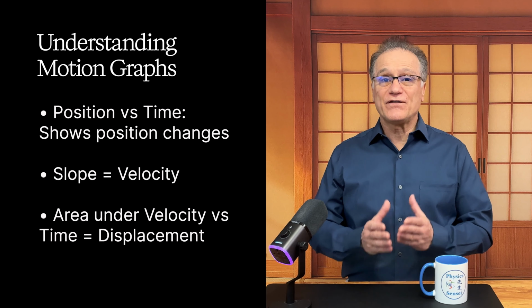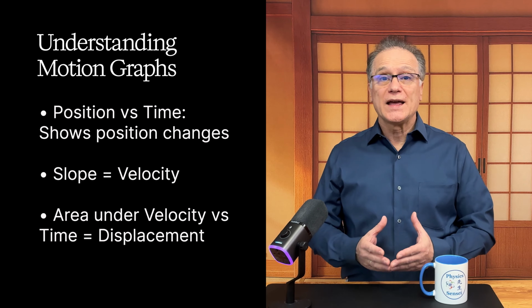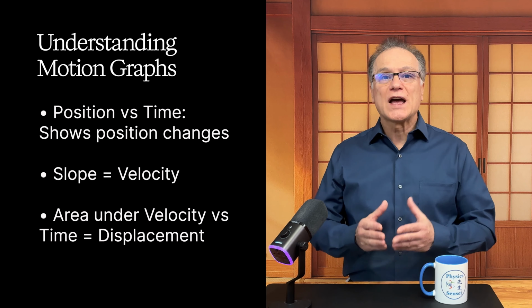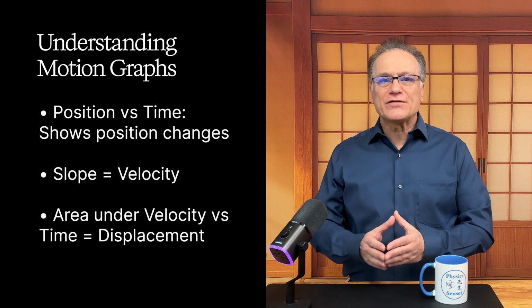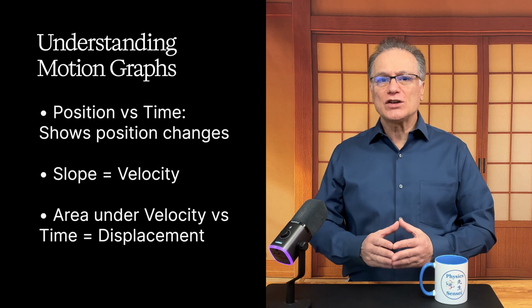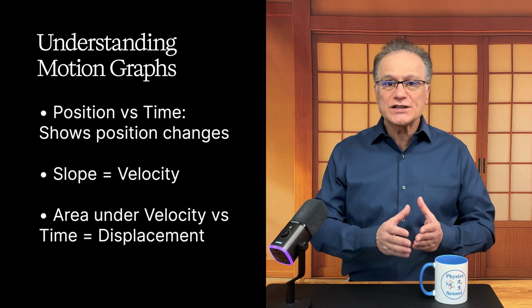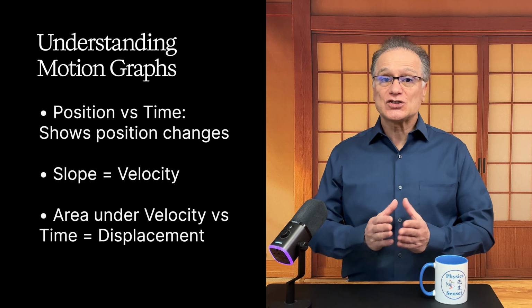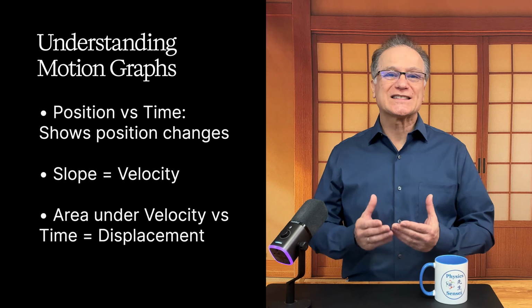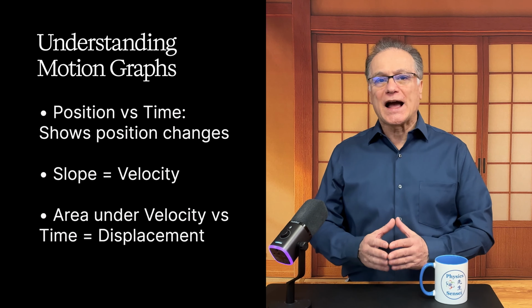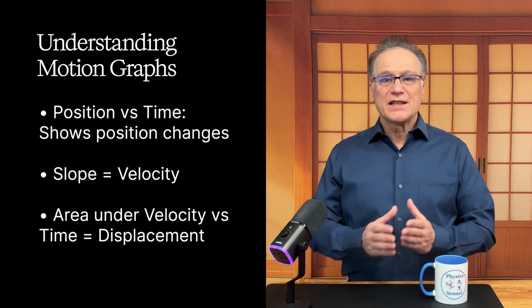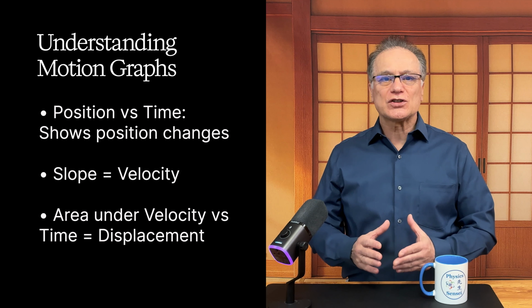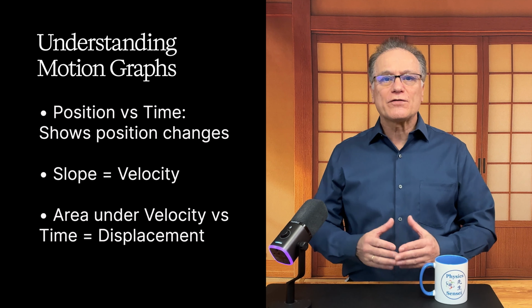Motion graphs are a visual way to describe motion. A position time graph shows how position changes over time. The slope of that graph tells you velocity. A velocity time graph shows how velocity changes over time. The slope of that graph tells you acceleration. The area under the velocity time graph tells you displacement. These graphs are not pictures of motion, they're graphs of quantities.